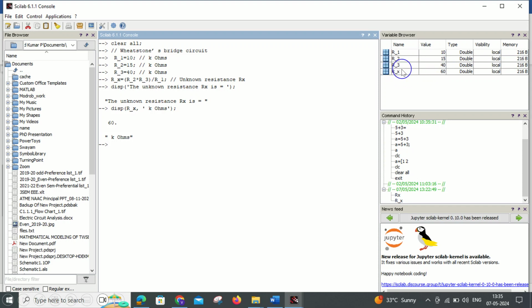So at last we need to know the unknown resistance, that is Rx is equal to 60 kilo ohms, what we are getting over here. This is the program we are running through the Scilab. After that we are getting the value over here, that is the displayed value, it is in kilo ohms. By this we are ending up with the Wheatstone bridge.